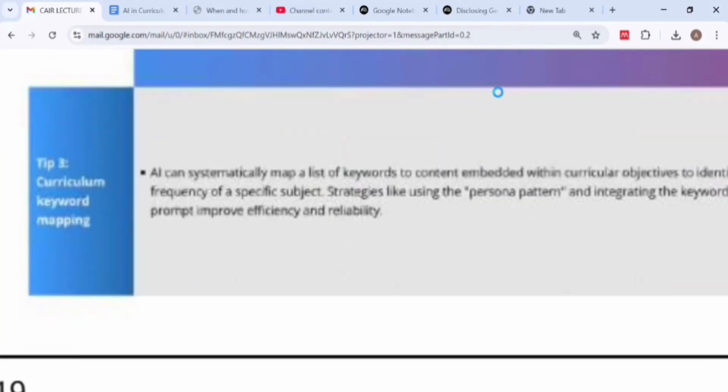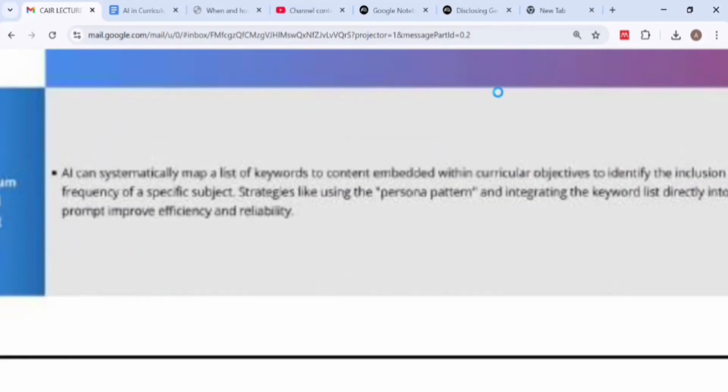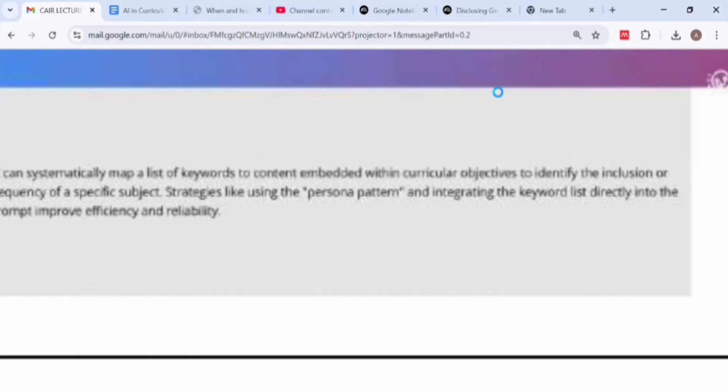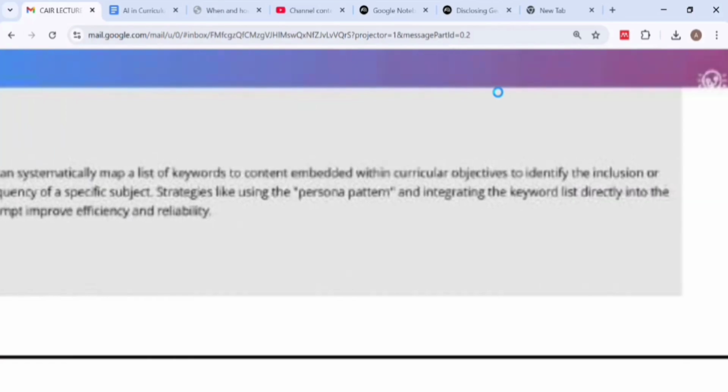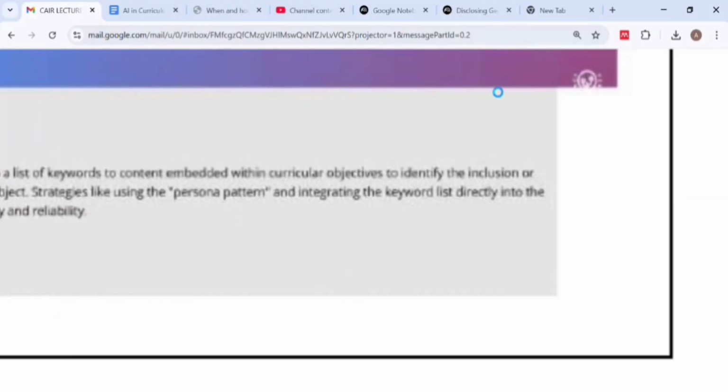Concepts to targeted need assessment. Curriculum keywords mapping: AI can systematically map a list of keywords to content embedded within curricular objectives to identify the inclusion or dependency of a specific subject. Strategies like using a persona pattern and integrating the keyword list directly into the prompt improve efficiency and reliability.